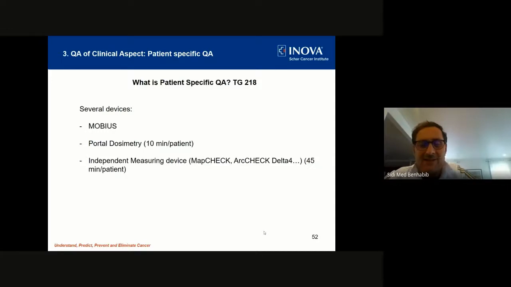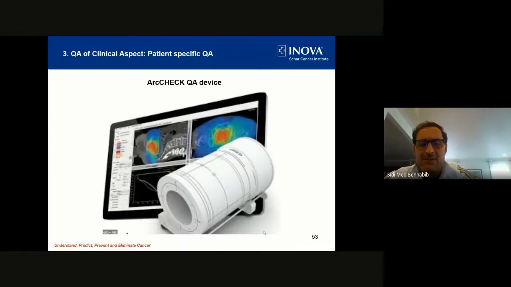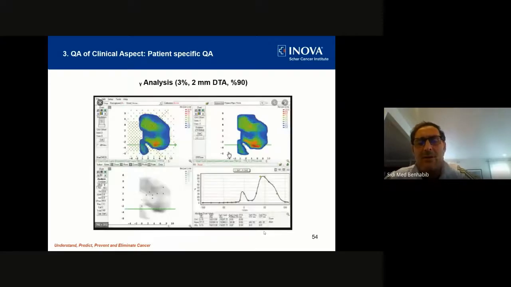And for devices, there are plenty of devices in the market for IMRT QA: Mobius, Sun Nuclear dosimetry, ArcCheck, MapCheck. And we do this for all VMAT cases. Next. So this is just showing an ArcCheck device. This is what we were using before in my clinic. We are not using this anymore because we use portal dosimetry. It's much faster.